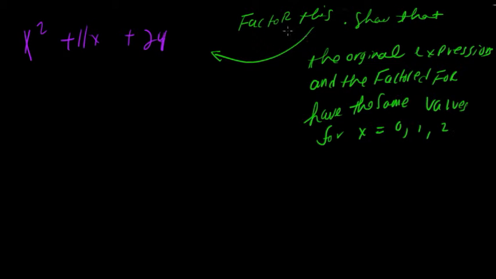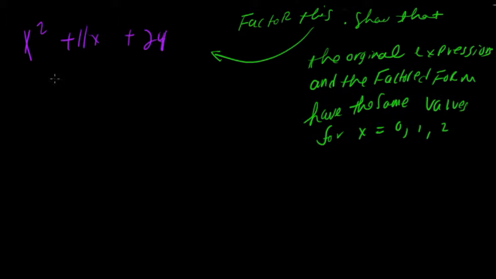So it says, for this quadratic expression here, show that the original expression, which is this here, and the factored form have the same values for x equal to 0, 1, and 2. So basically, we're proving that the original expression and the factored form are equivalent to each other by substitution. So let's go ahead and get started with that.